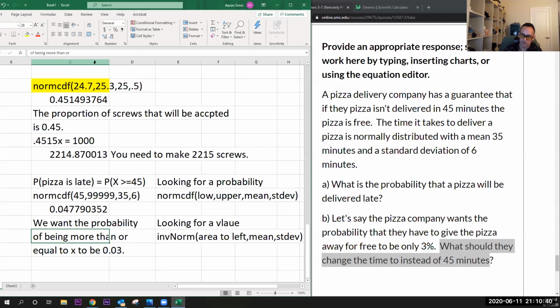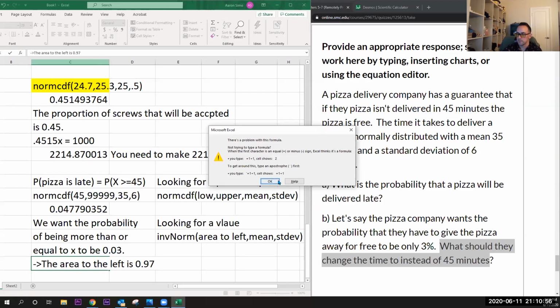So basically the area to the left is 0.97 because the area to the right is 3%. Therefore the area to the left is 97%.